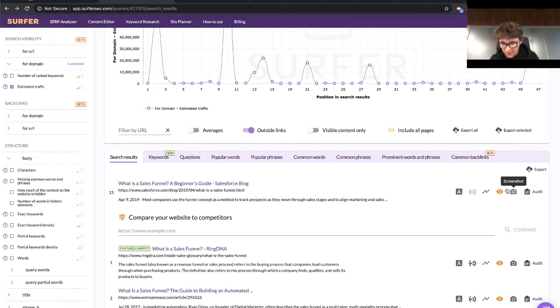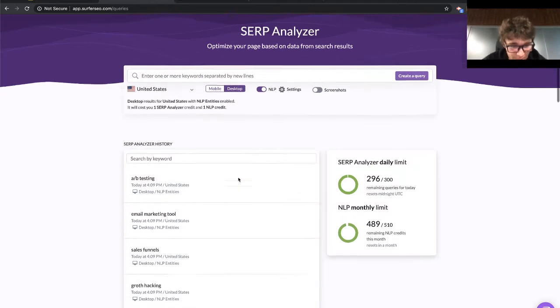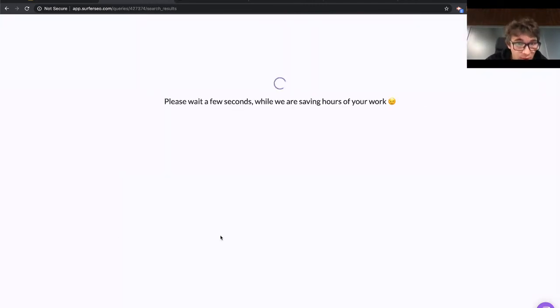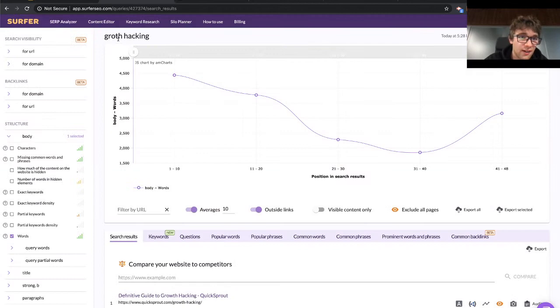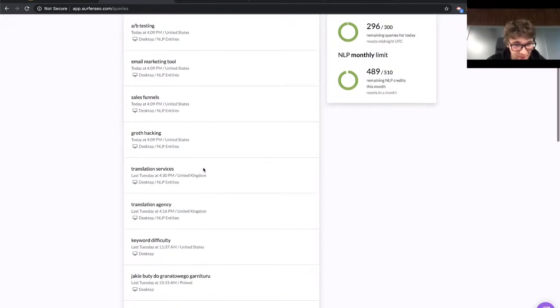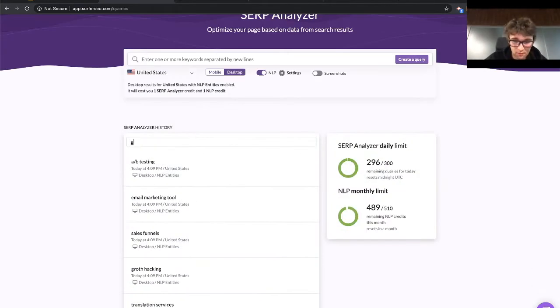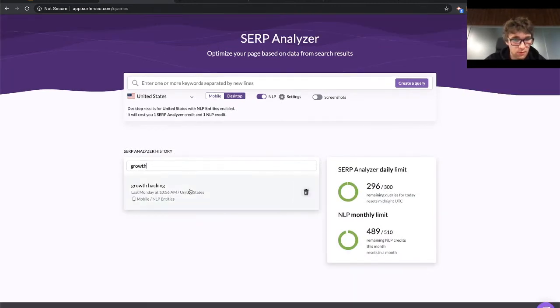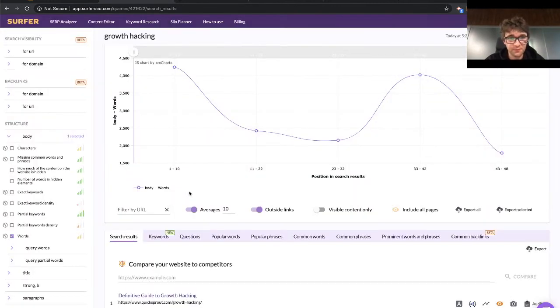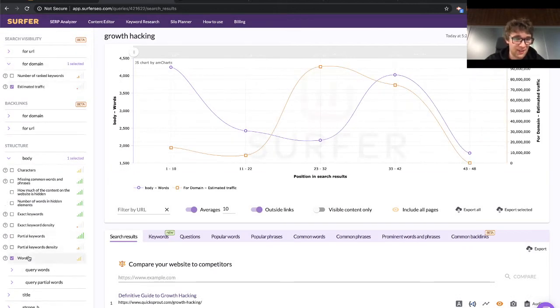I got some notes next to me, so let me check what's next, and let's do the analysis of the HubSpot article about growth. Oh guys, I made a typo in here, so I have to look for this keyword. Okay, let's analyze growth hacking and the HubSpot page.